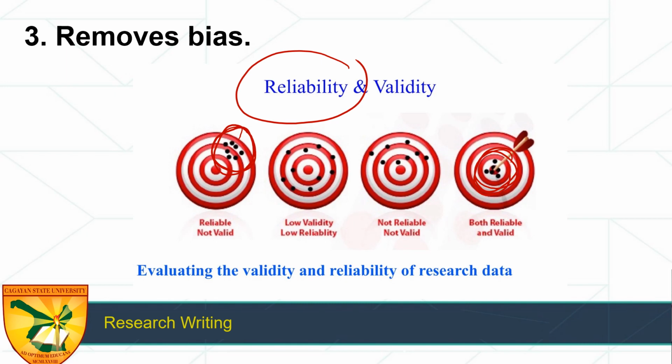And another keyword that we have here is objectivity. So objectivity is a test should be clear, has a clear score value for each performance, and the score being independent of the personal judgment of the scorer.